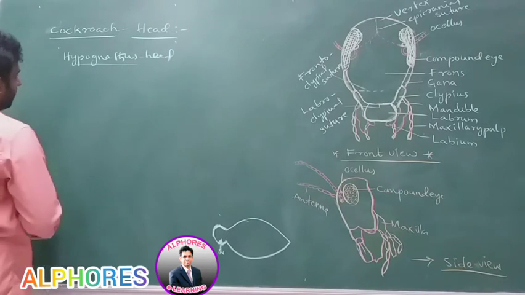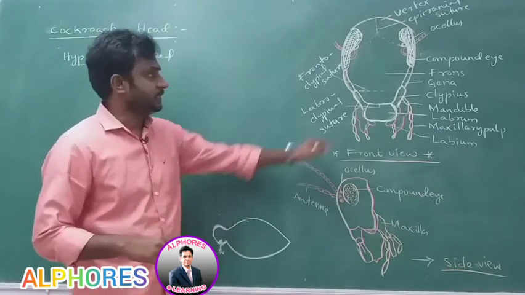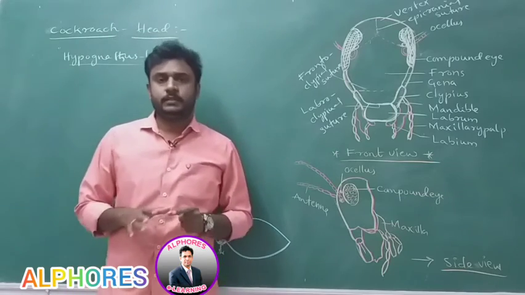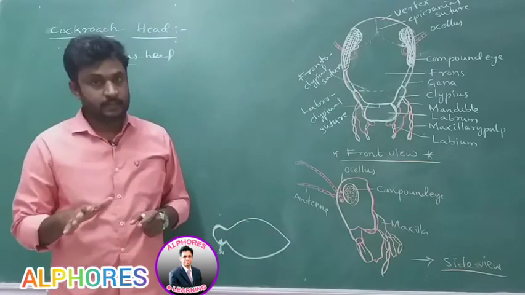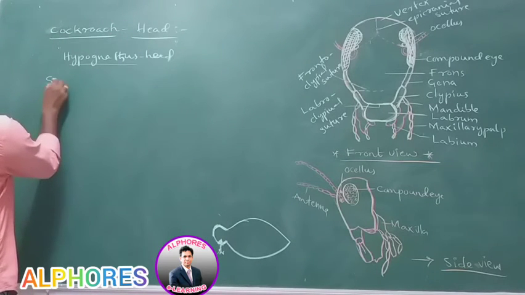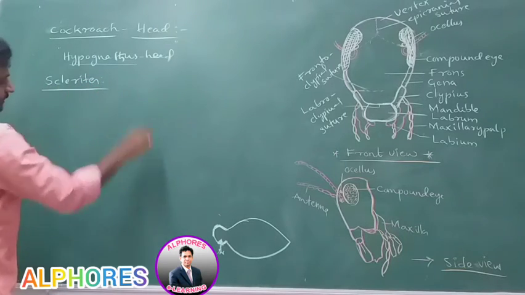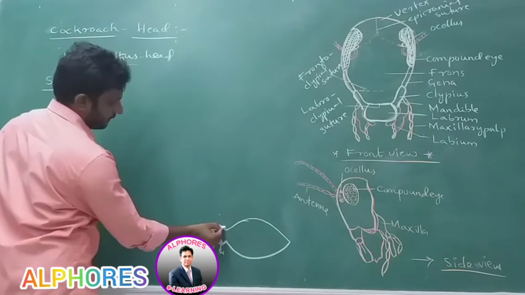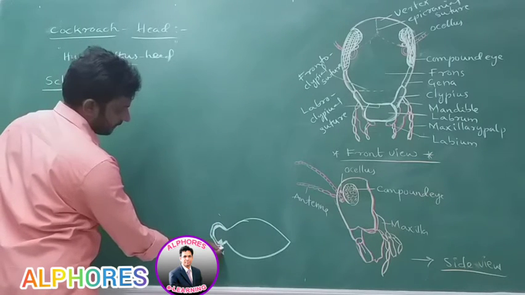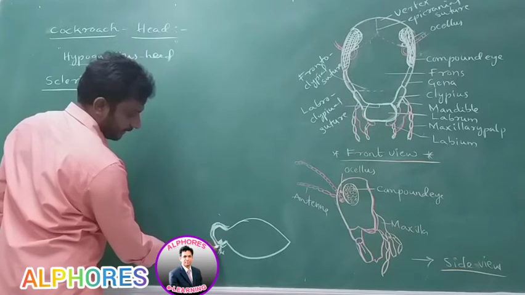Then what is the structure? What are the parts present in the head? Already we know that the total body of the cockroach is covered with plates. What are those called? Sclerites. The plates on the body surface are called sclerites, first, second, third, like this. Some plates also cover the head, and these are called sclerites.